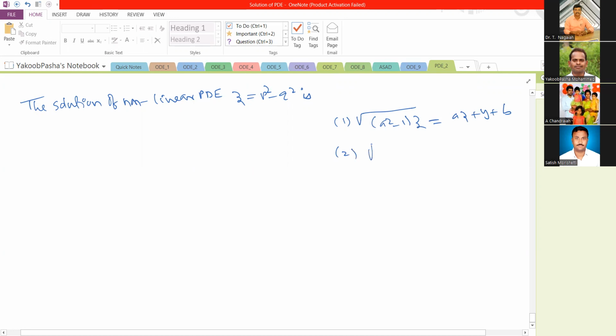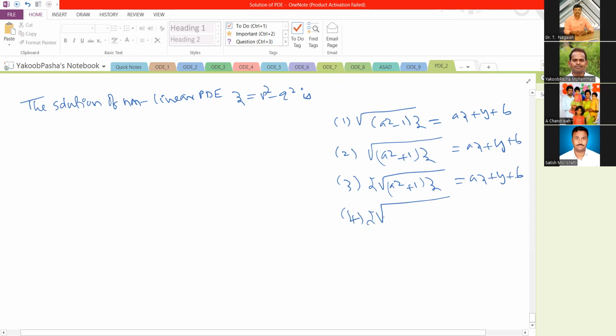Second option, under root of a square plus 1 into z is equal to ax plus y plus b. Third option, 2 into under root of a square plus 1 into z is equal to ax plus y plus b. And fourth option, 2 into under root of a square minus 1 into z is equal to ax plus y plus b. Okay. This is 2.